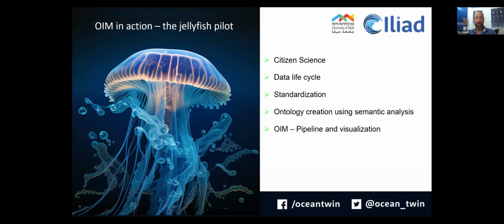So we'll take you real quick through what we're going to see now, which is starting with citizen science with our sensors who are human, the life cycle of the data. Some stuff will be a bit repetitive, and then standardization, creating the ontology using semantic analysis, and finally bringing it back to the OIM and how we can use the jellyfish data to showcase how standardizing data and bringing it in through the pipeline can be used by a multitude of agents and actors even outside of Iliad.